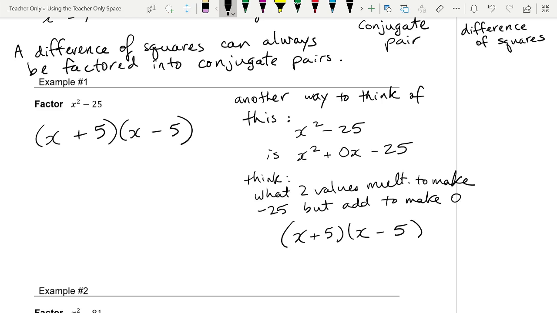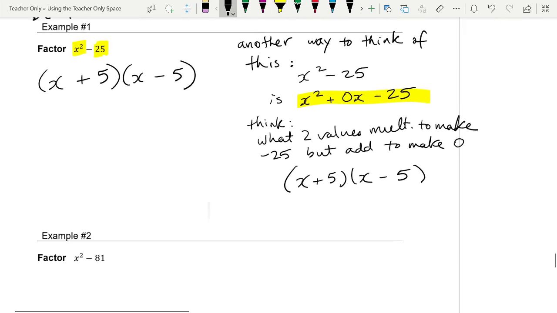Now, do I honestly think this way every time I do one of these? No. I understand that the pattern will always work as long as the first term's a perfect square and the second term's a perfect square. So let's see what they look like when they're a little more complicated.